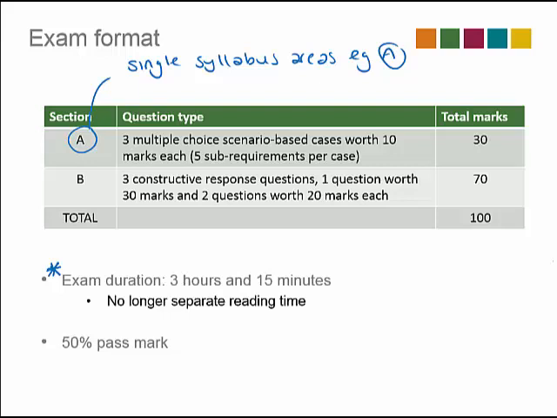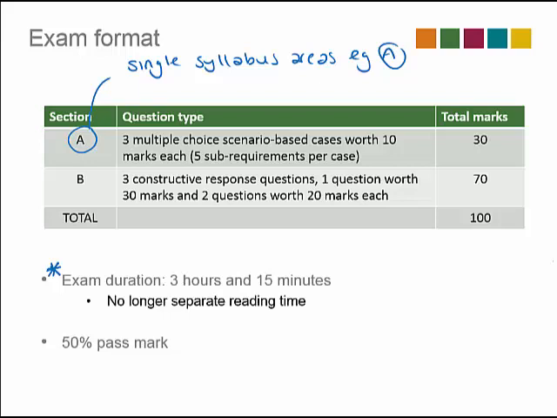Now, what these questions in section A of the exam are going to be are multiple choice scenario-based case studies. Now, there'll be a bit of information at the beginning of the question, and then there'll be 5 sub-requirements that relate to that information. They're separate standalone requirements, but they're all based on the introductory information. Each of those sub-requirements is worth 2 marks, so each case is worth 10 marks.